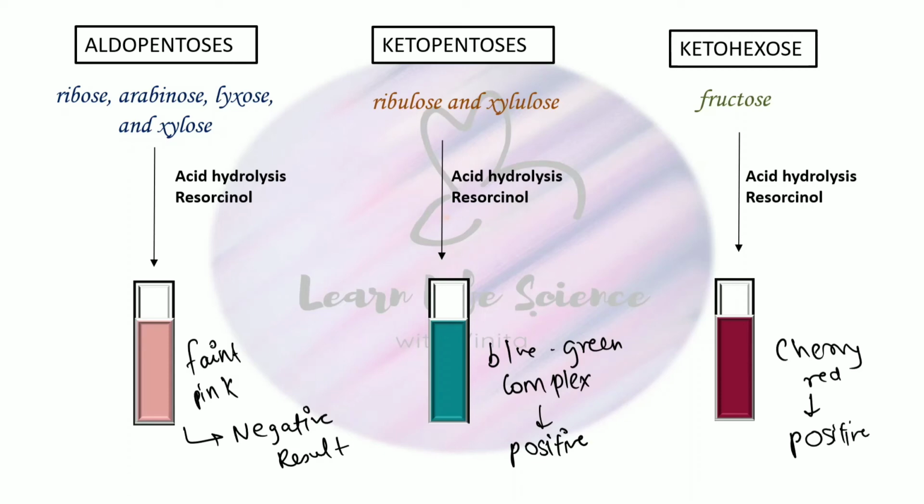Selivanov's test is generally carried out during examinations in BSc or MSc, and they generally want you to identify whether the sugar in the sample is an aldose or a ketose. You can simply identify that it is an aldose if it gives a faint pink color, and if it is a ketopentose, then it is going to give you a blue-green color complex, which is a positive test. If it gives a cherry red color, it simply means that the sample contains a ketohexose sugar.